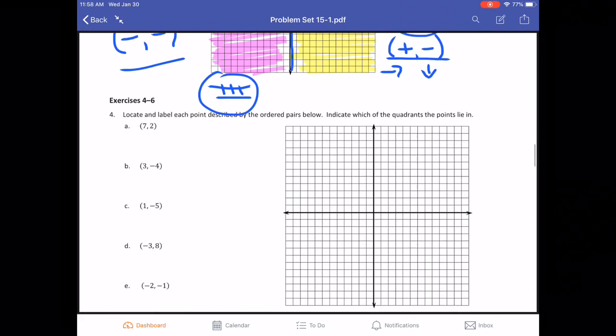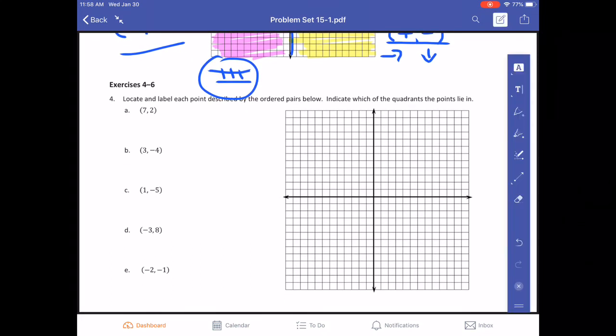Alright, so here we go. Exercises 4 through 6, I'll do A and B with you, and then I'll talk about some of the other ones and what I expect, and then the rest of the time is yours to work. So the first thing we have to do here, it says locate and label each point described by the ordered pairs below. So we should be able to do that.